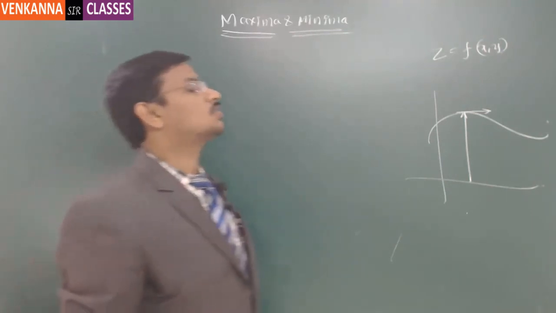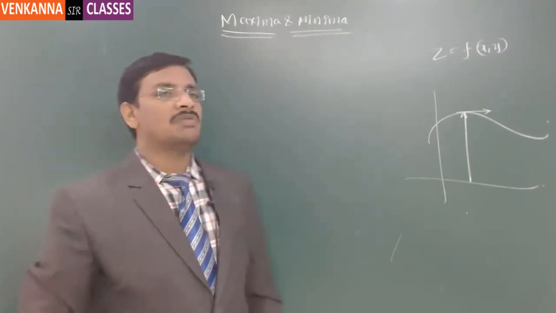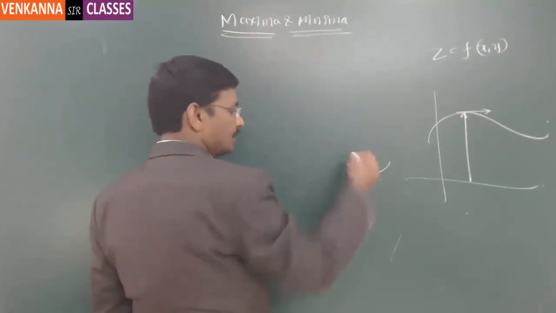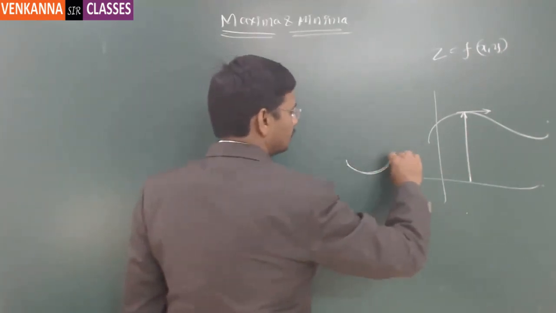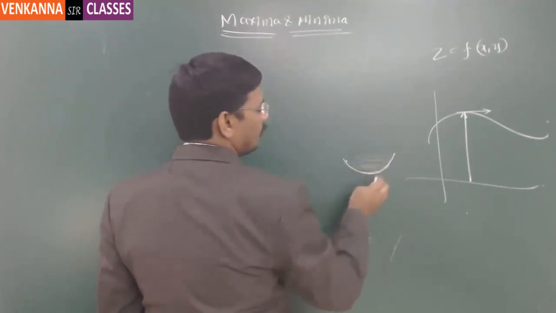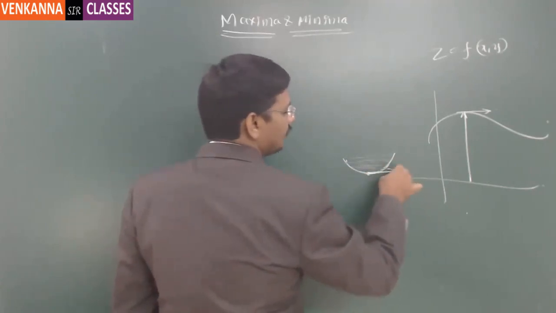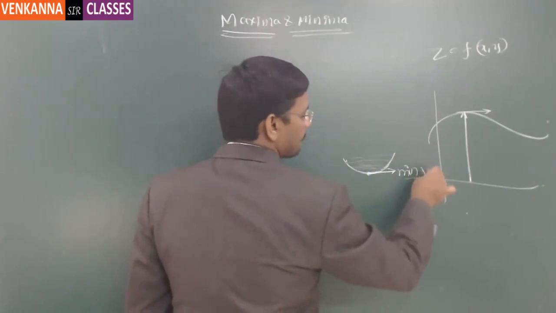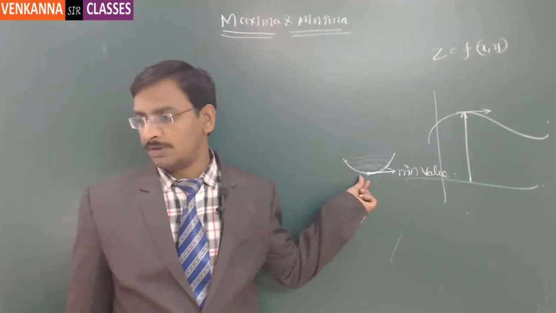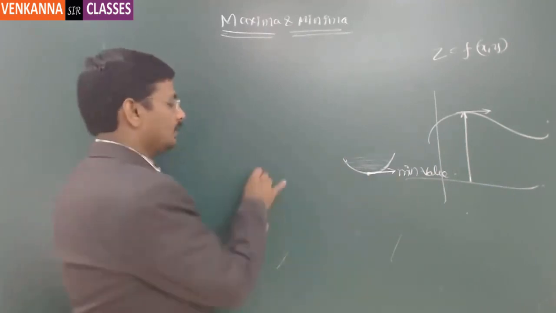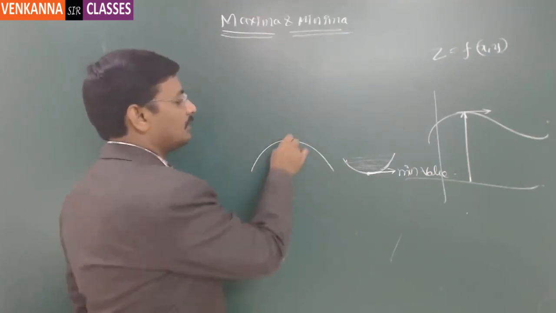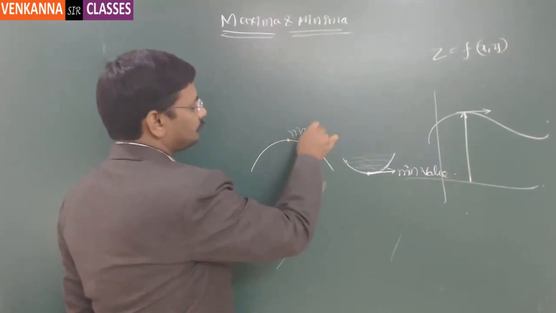But if it is a function of two variables, f of x comma y will represent a surface. That surface may be of a bowl kind of shape. If you notice, this is the shape of the bowl, and this is nothing but the surface. The function has its minimum value at the bottom of this bowl. Suppose this bowl is inverted, then this is the kind of shape it is going to be, and exactly at this point it has the maximum value.